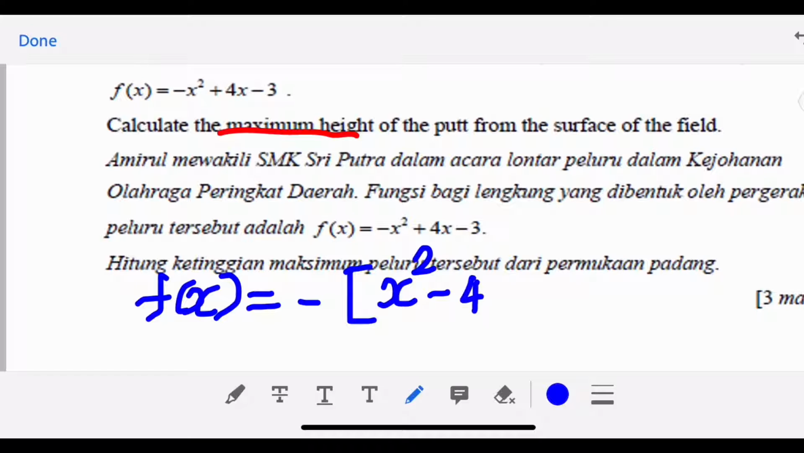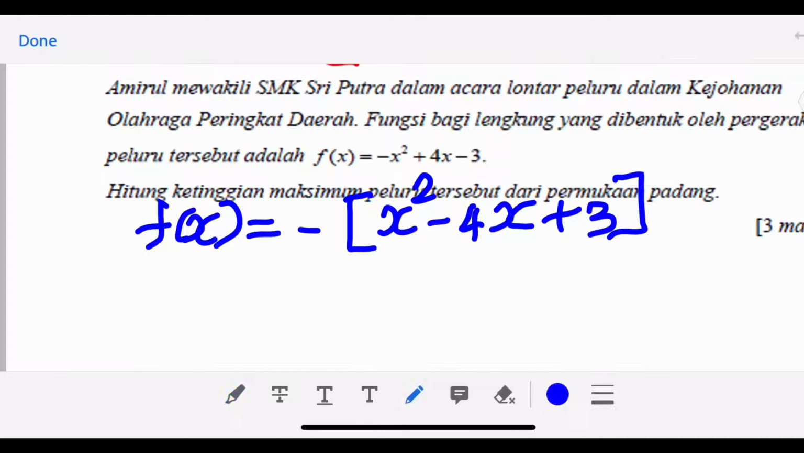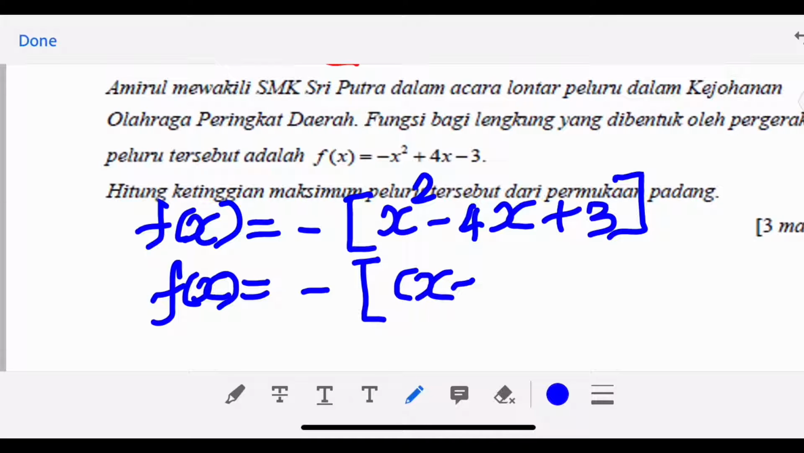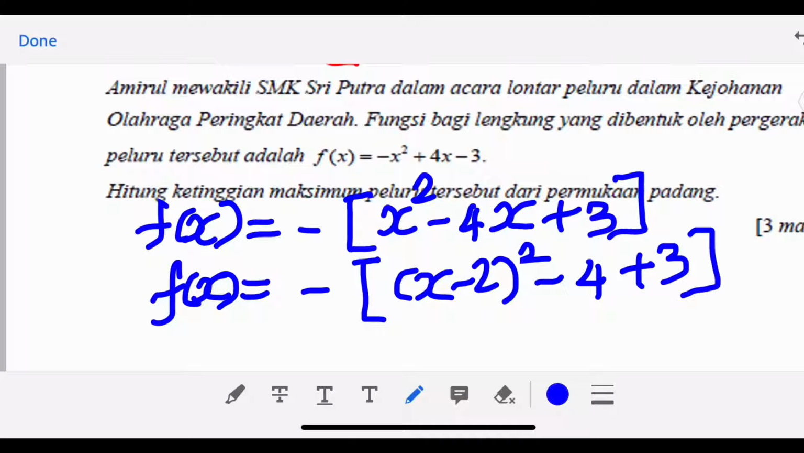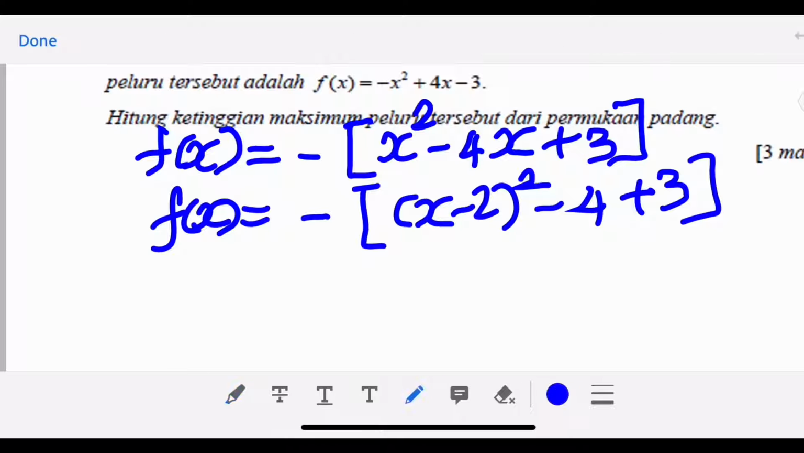For this question, when you say maximum or minimum, actually you can differentiate if they never ask you to do completing the square. But we used to use completing the square, so let's use completing the square. Do you have any completing the square problem? No, right? If you have, just leave your problem in the comments. Then I will maybe try to do one more class on completing the square.